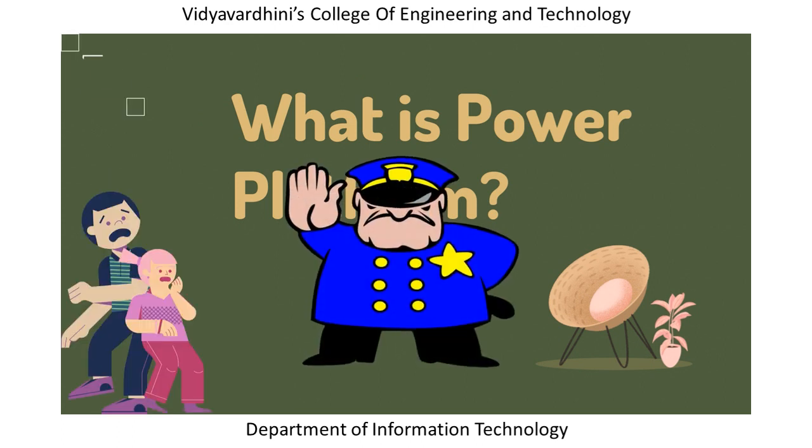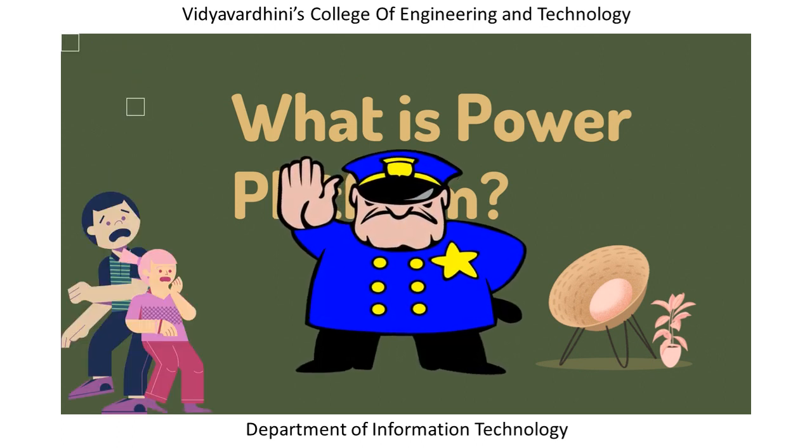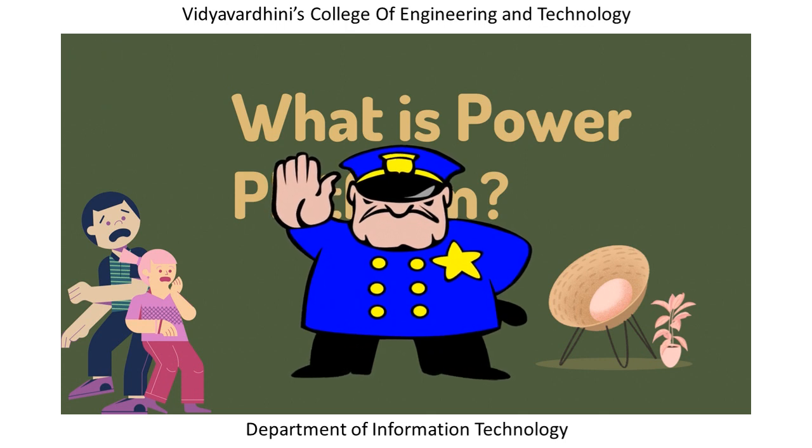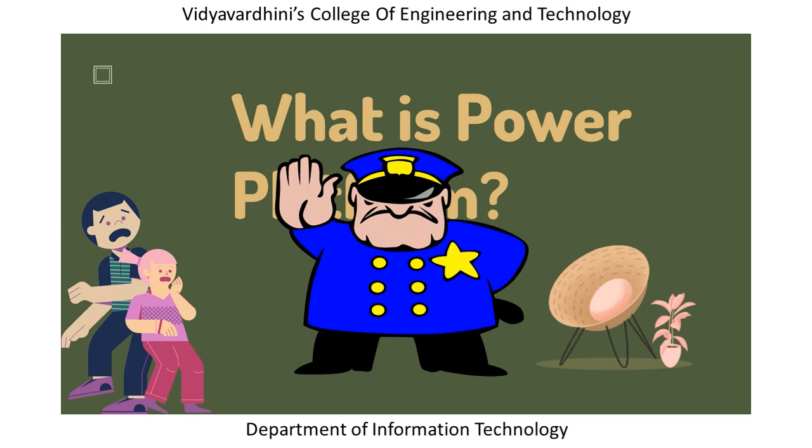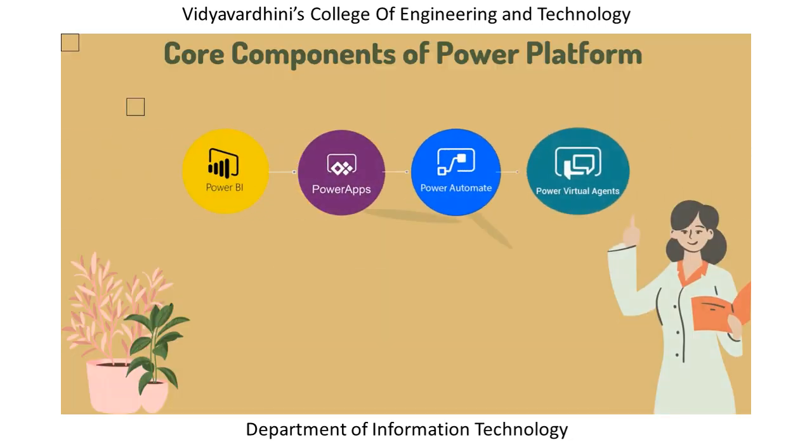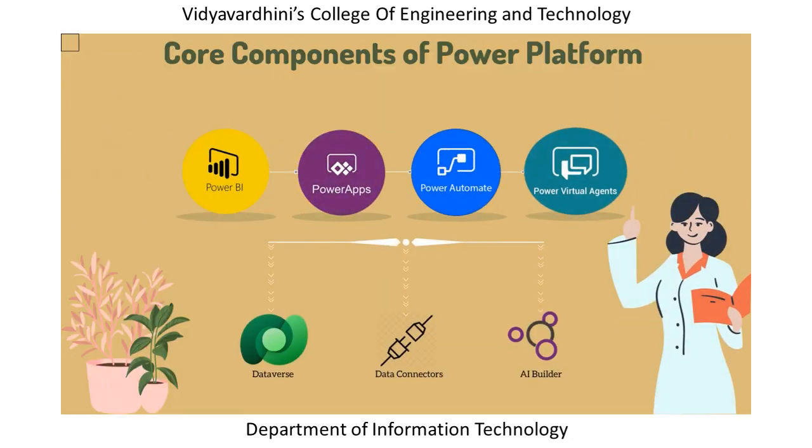Before looking at the definition, why don't we take a halt here and understand the core components of Power Platform? Once you look into this architecture, the description of Power Platform will frame itself for you. So, the core components of Power Platform are Power BI, Power Apps, Power Automate, Power Virtual Agents, Dataverse, Data Connectors, and AI Builder. Let's understand each of them in brief.